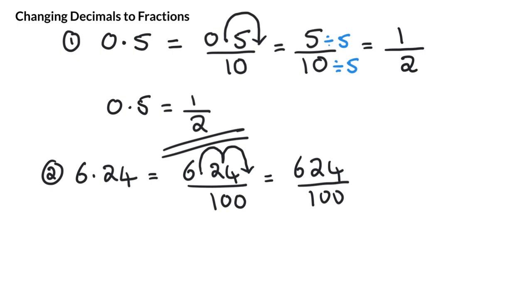Right? So 6.24 can be represented as a fraction. But observe, is there a number that can divide both these numbers? Think. This process of dividing by a common number is called simplification of the fractions.